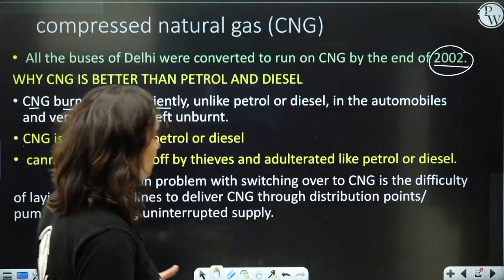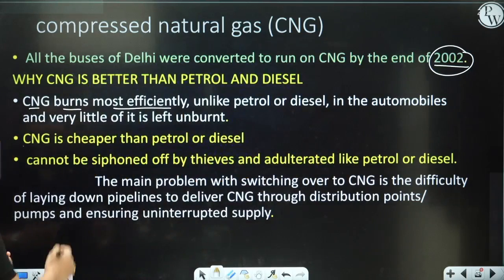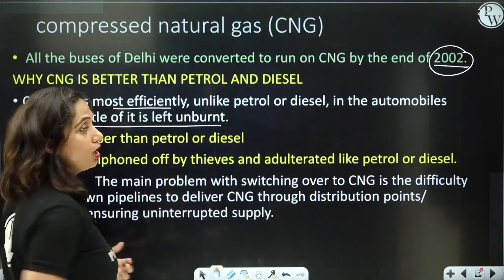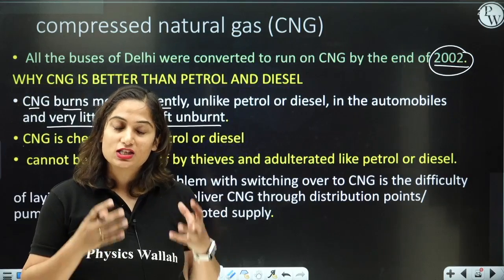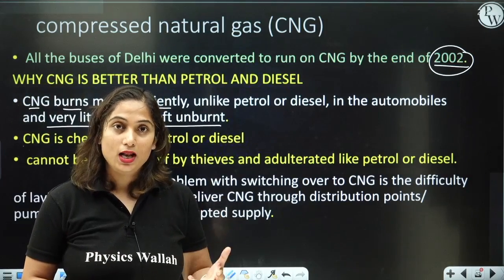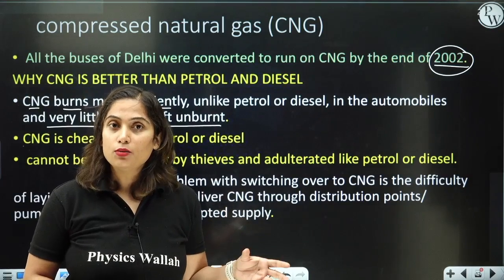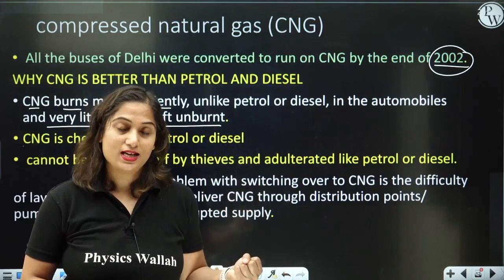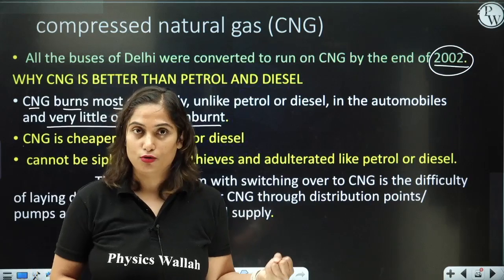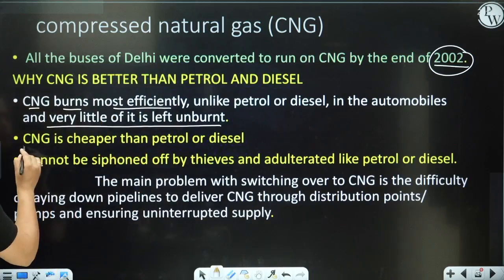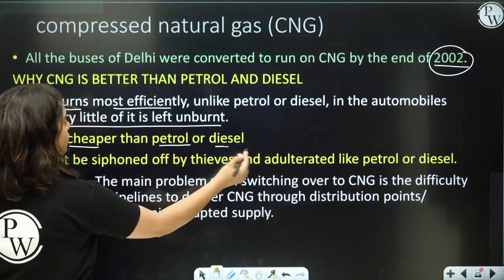It burns more effectively, right? And very little of this is left unburnt. When CNG is used as a fuel, the production of unburnt hydrocarbons is very less as compared to diesel and petrol. Second reason is CNG is cheaper than petrol or diesel.